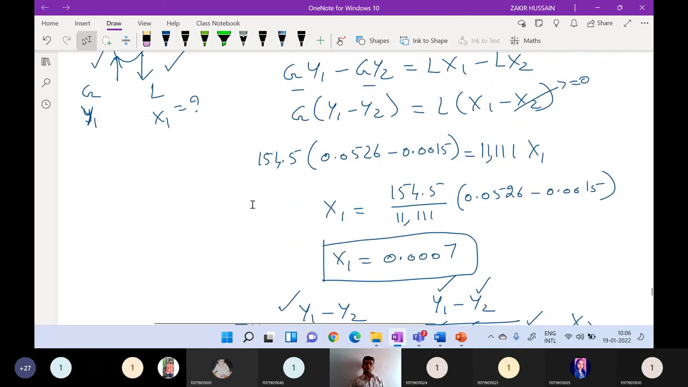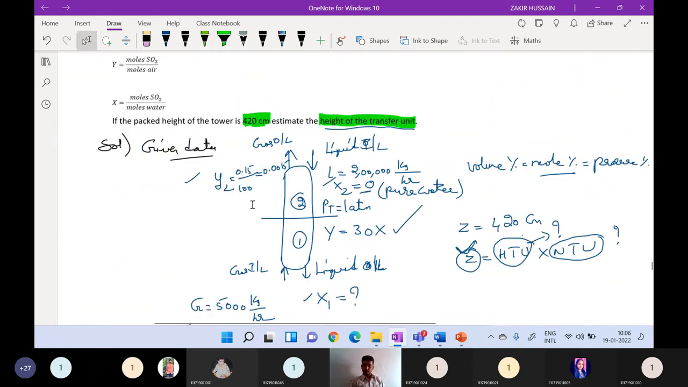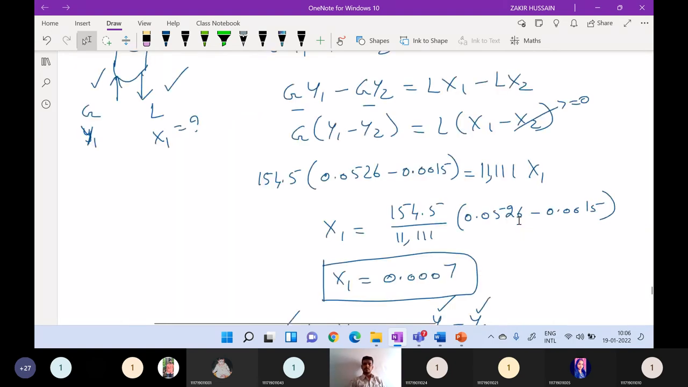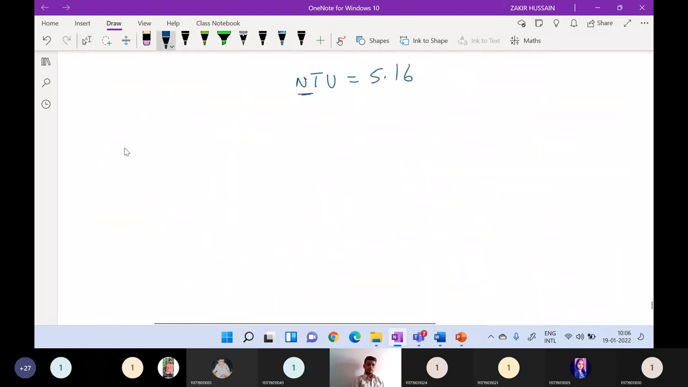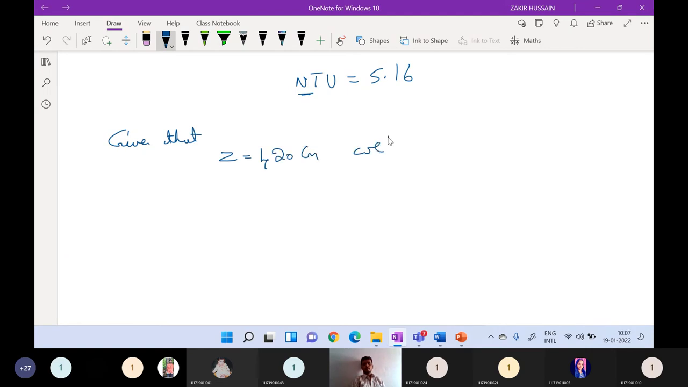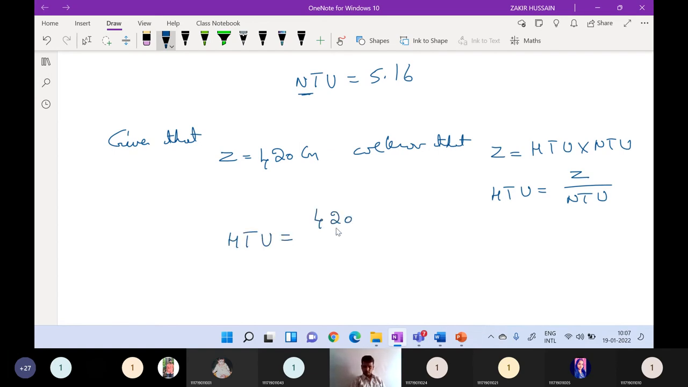But according to the problem, they have given the data Z is equal to 420 centimeters. We know that Z is equal to HTU into NTU. Therefore, we can write HTU is equal to Z divided by NTU. So HTU is equal to 420 centimeters divided by NTU 5.16. So something in meters you will get.